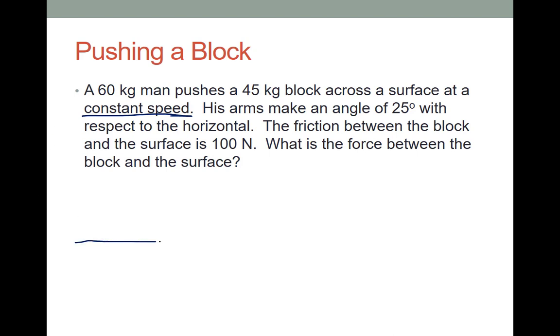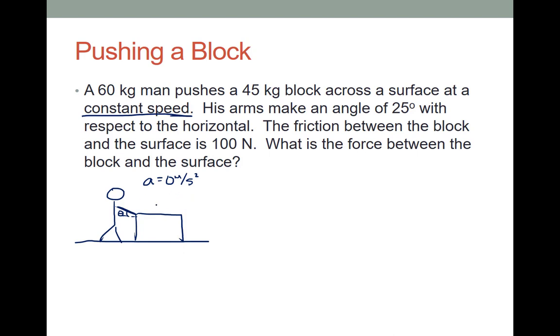Okay, so again, interpret this with pictures. Here's my block. Here is my man. Here is him pushing on it, and you can see his arms are not at horizontal. They are angled, and this again is that angle theta. That's that 25-degree angle. Because it's moving at constant speed, we know the acceleration is 0.